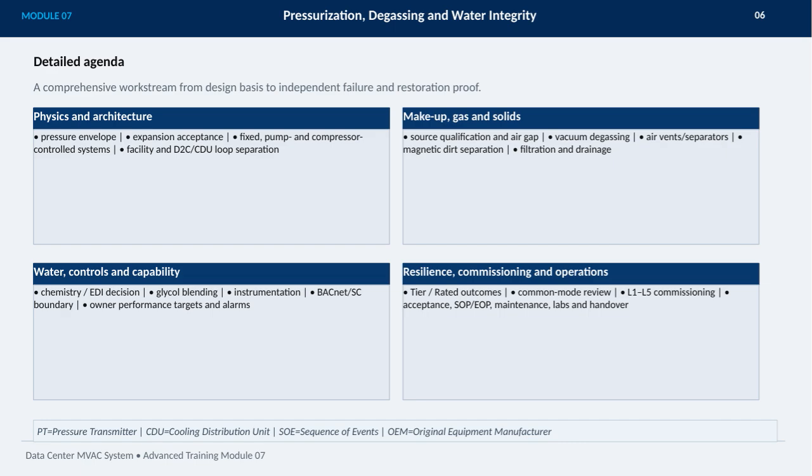Finally, our discussion wraps up with resilience, commissioning, and operations, covering tier and rated outcomes, common mode reviews, commissioning levels 1 through 5, and the essential processes of acceptance, standard and emergency operating procedures, maintenance, laboratories, and handover. Understanding these components will give you a comprehensive framework for managing MVAC systems effectively.